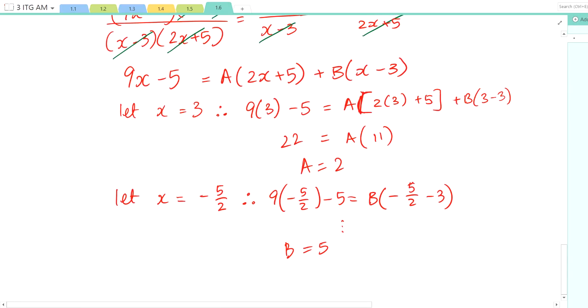This is not the only way to do it. There are other ways that you can try. You can let x be something else. You can even compare the coefficients if you like.